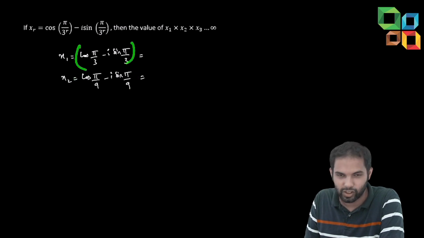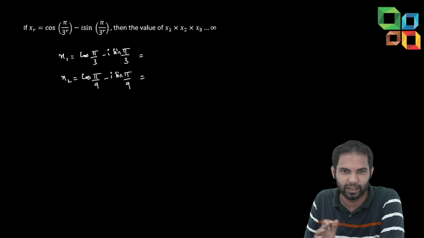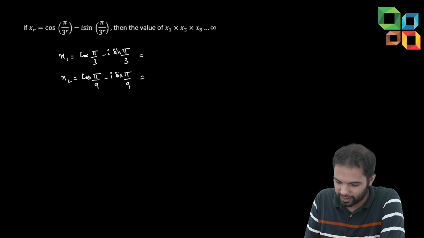And e power magnitude is 1. Whenever magnitude is 1, it's best you convert and write in terms of e power i theta. So this is nothing but e power minus i pi by 3.